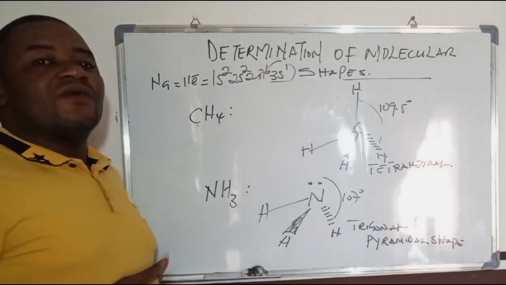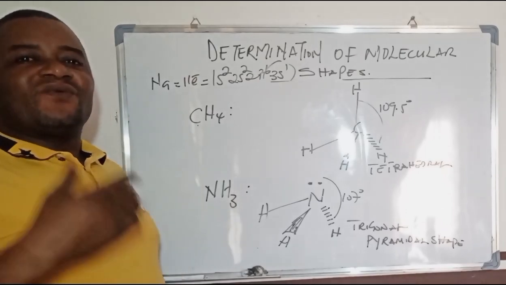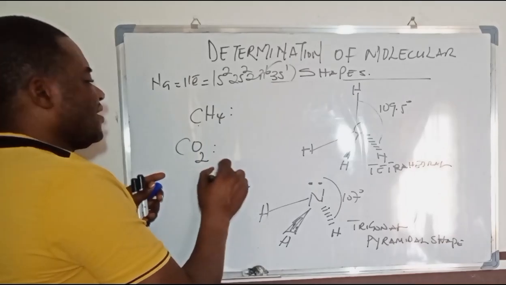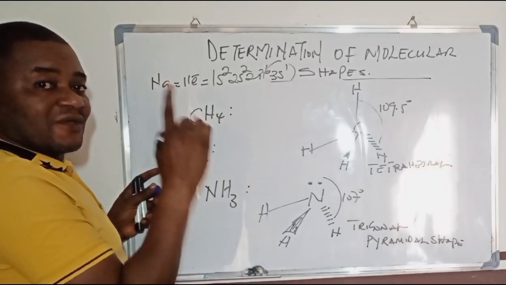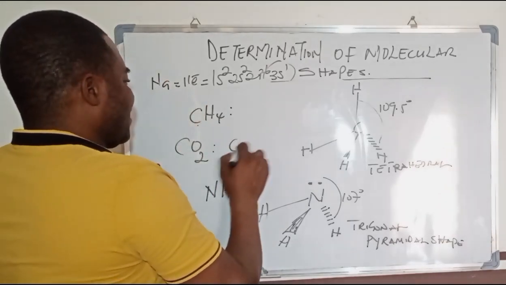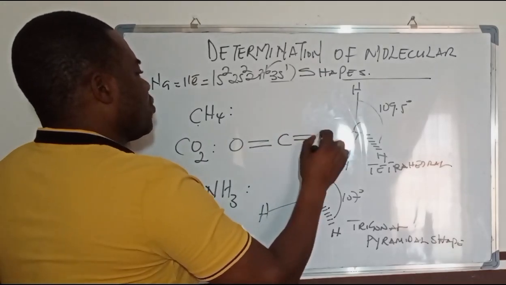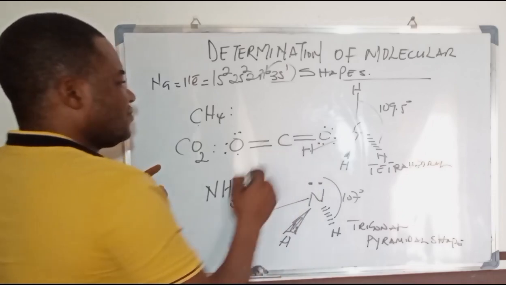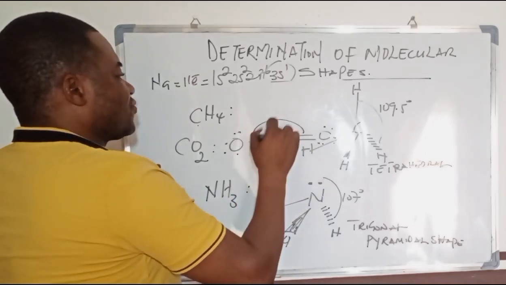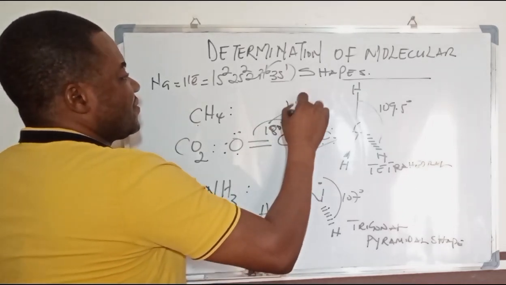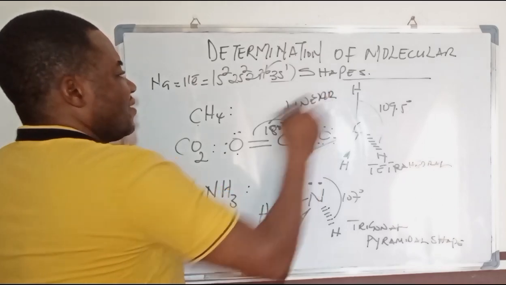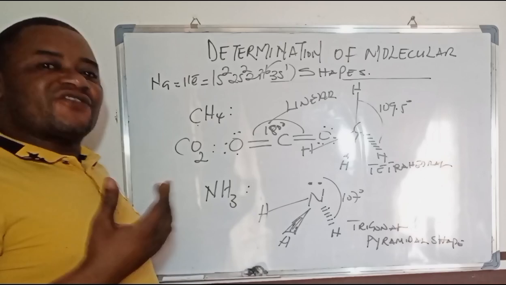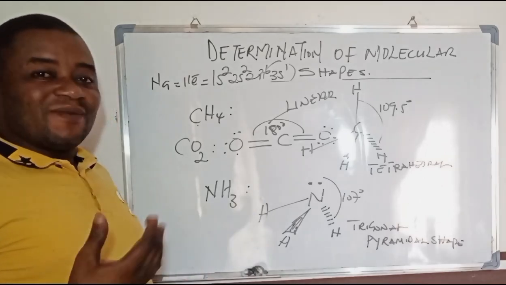So you can go on and look at the one that is linear. Carbon dioxide has 2, just like beryllium dichloride has 2, so you have oxygen double bonded to carbon, double bonded to oxygen. You have that, and this structure is 180 degrees, and this is also linear. So you can go on and look at other shapes of other molecules.